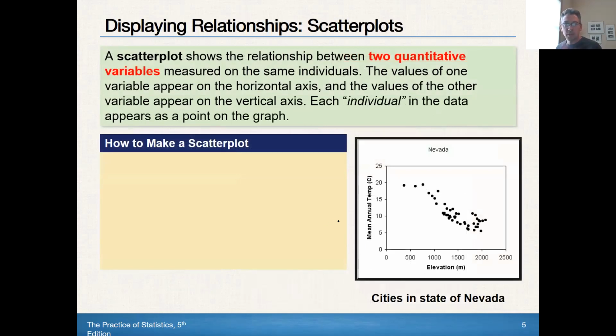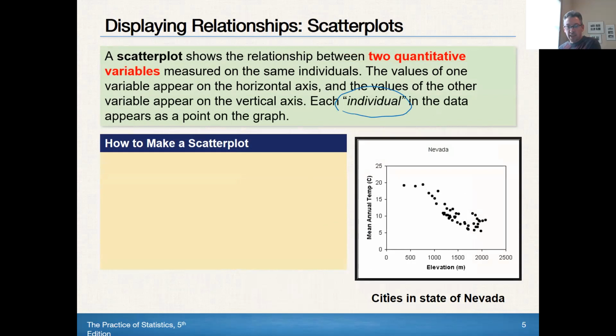So to describe in general what a scatter plot is, it says up the top, a scatter plot shows the relationship between two quantitative variables that are measured on the same individual. The values of one variable are on the horizontal axis, that's our explanatory variable. The values of the other are on the vertical axis, that's our response variable. And every individual in the data appears as a point.